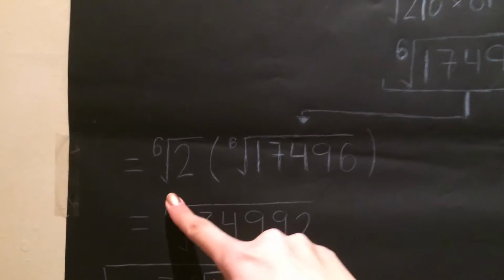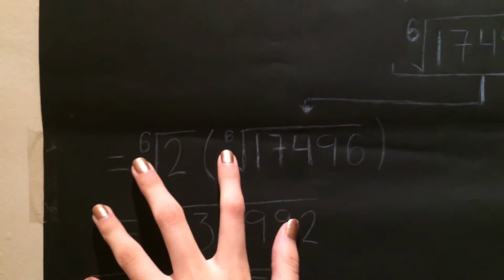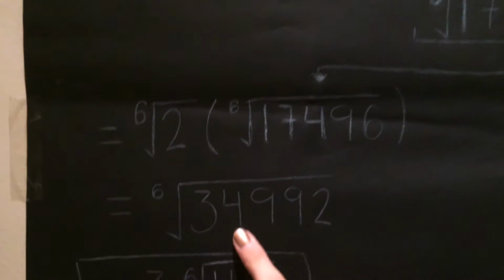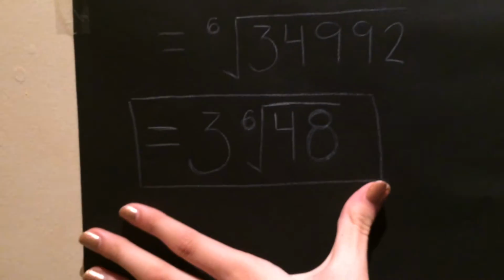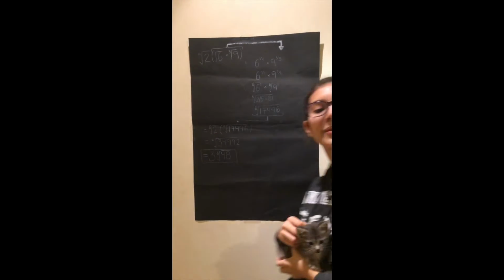And then multiply this times this. Since these two numbers already have the same index, we only need to multiply them, which gives us this result. And after simplifying this, we get this, which is the result of this equation. And that's how you multiply radicals with different index.